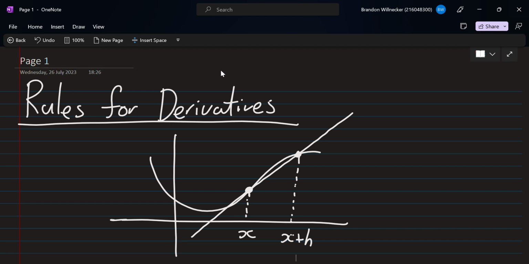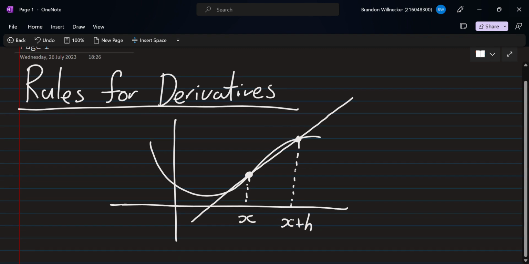Hi there. In today's lecture, we're going to be going over some of the rules for derivatives and several examples on the chain rule, which can get quite complicated. The other rules for derivatives are a bit simpler, and they will be covered in the tutorial. So please make sure you go through that.